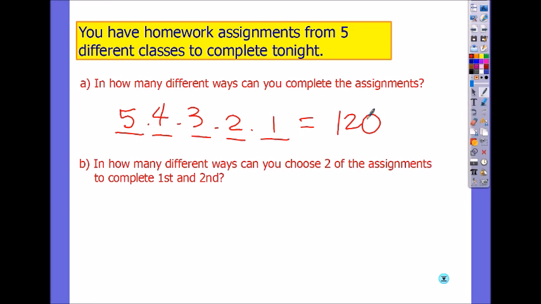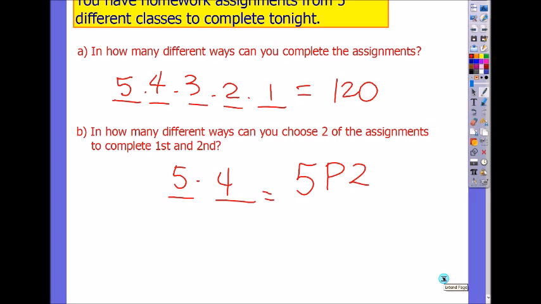And how many different ways can you choose 2 of the assignments to complete first or second? So now we're picking only 2 homeworks. Would it be different to do math homework first and English second versus English first and math second? Yes, right? It's a different order, so it is a permutation. So it becomes 5 times 4. Why? Because you're picking 2 from 5. So it's a permutation. Do you see why the order matters?